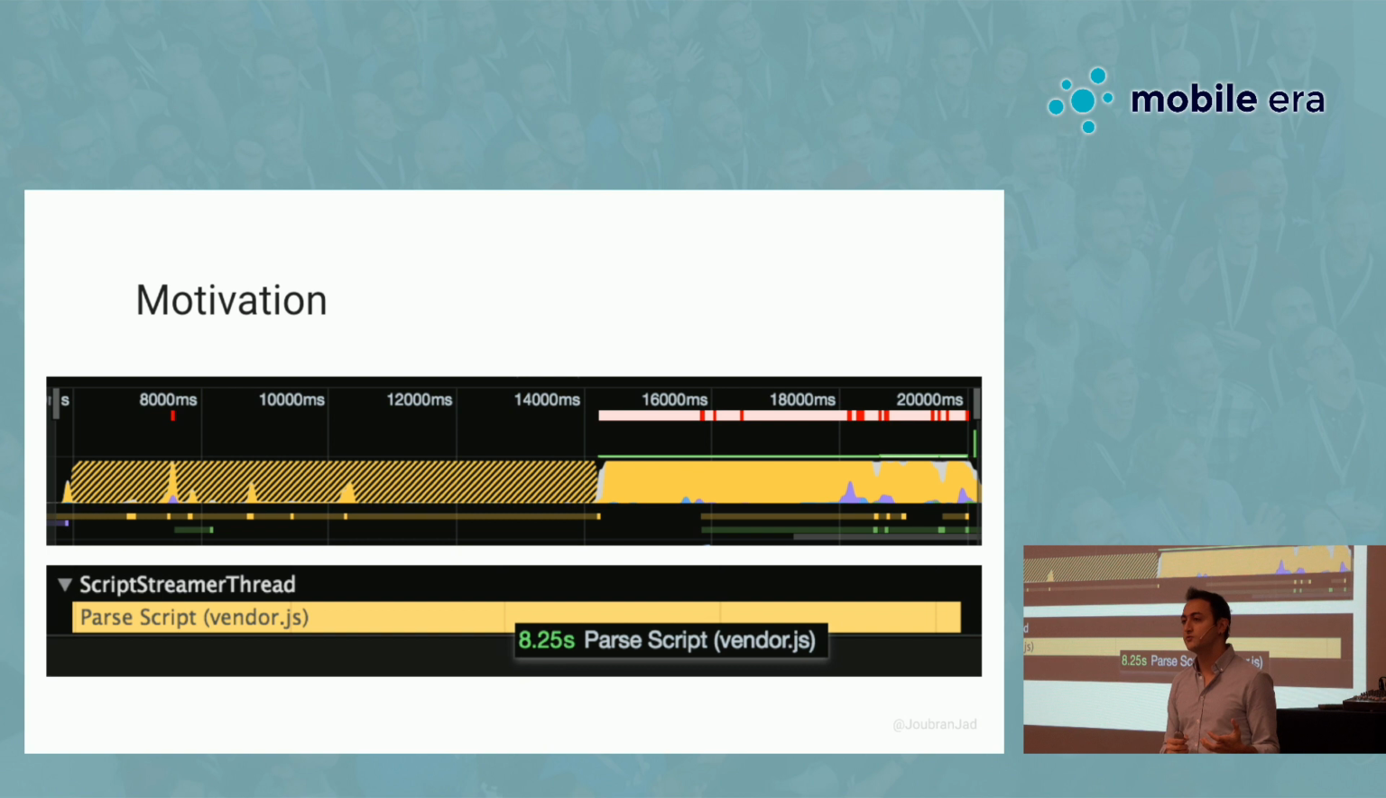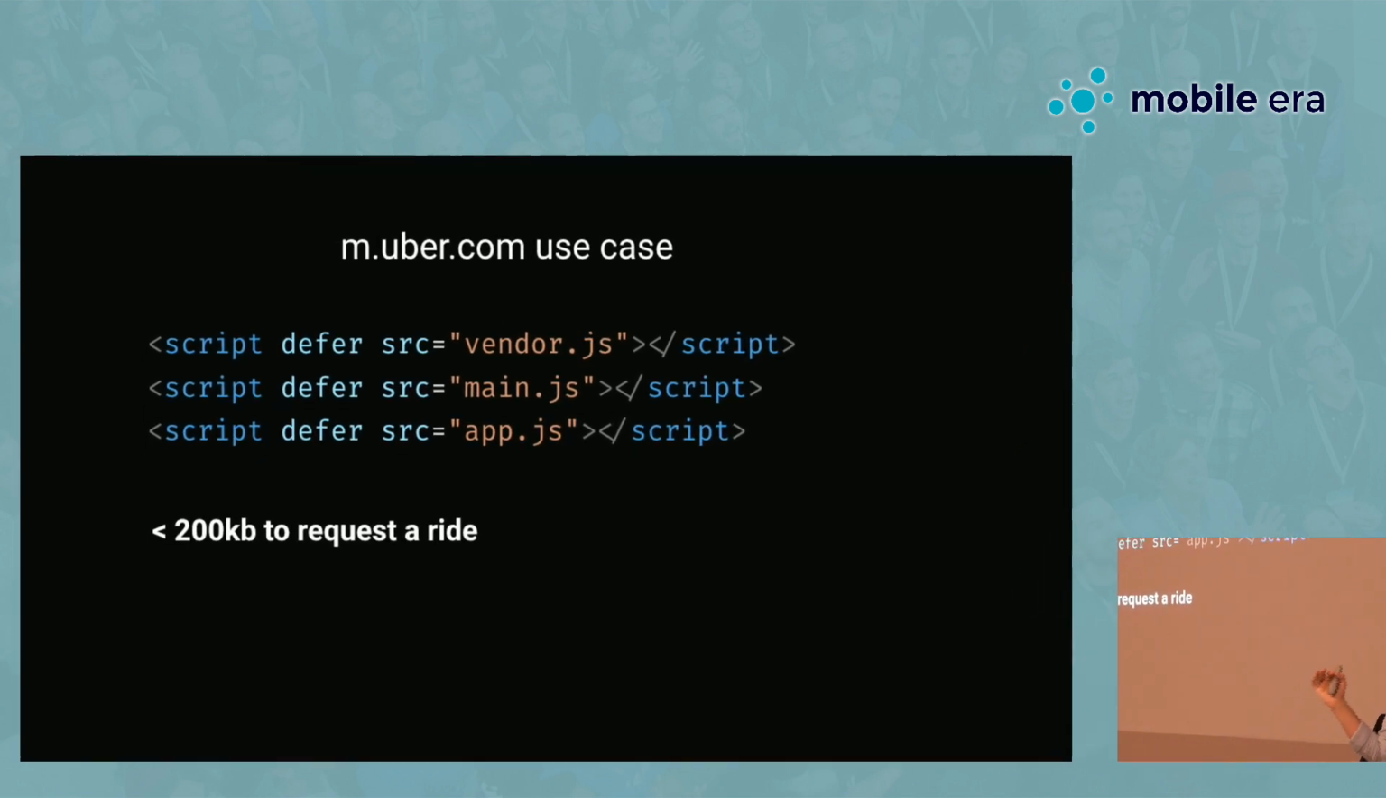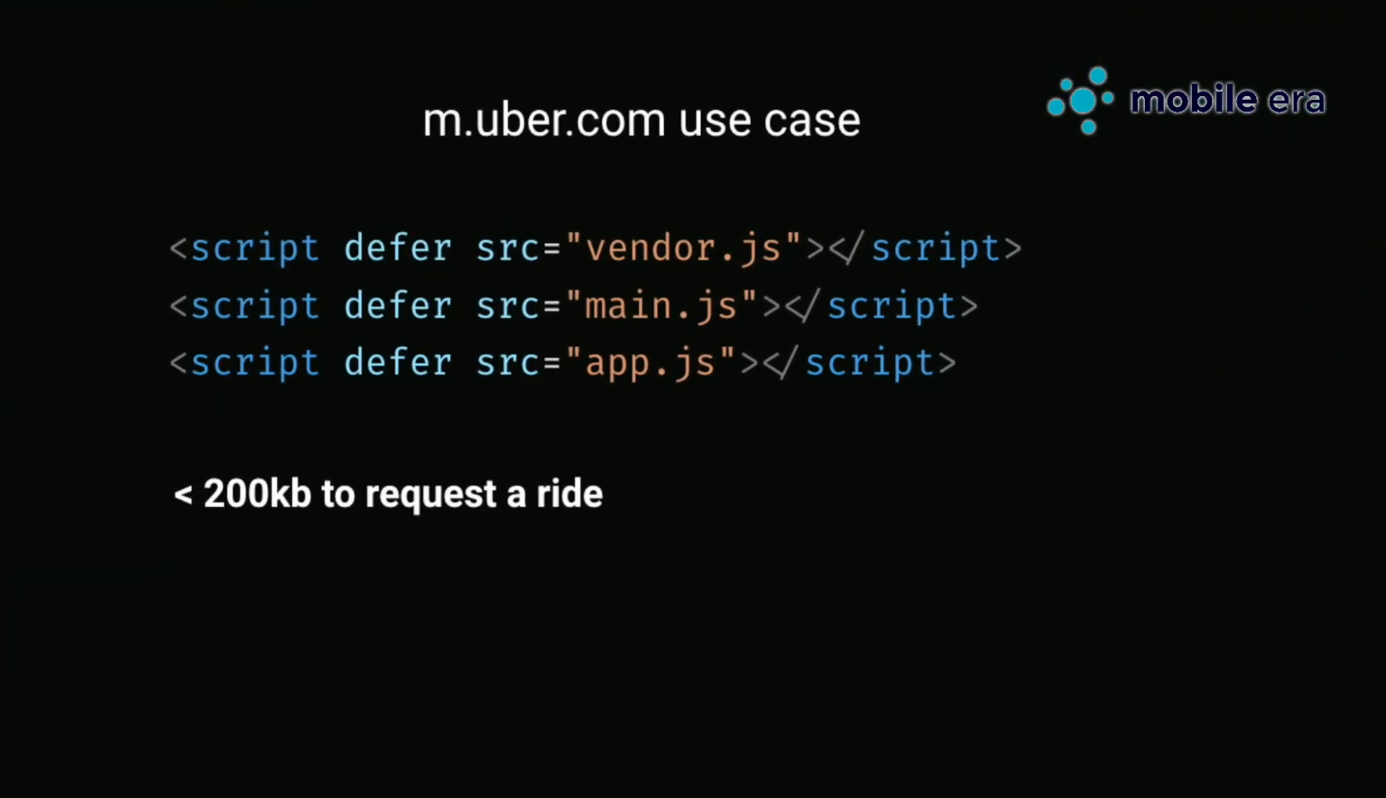So I want to show you a real use case that's tied to business value, because at the end we're doing something that has a business value. Uber's PWA, m.uber.com, loads 3 scripts, vendor, main, app, and together these weigh less than 200 kilobytes. And it basically means you can request a ride in less than 200 kilobytes. And that's really important because what is the core user journey or business value of Uber? It's just to make you request a ride.